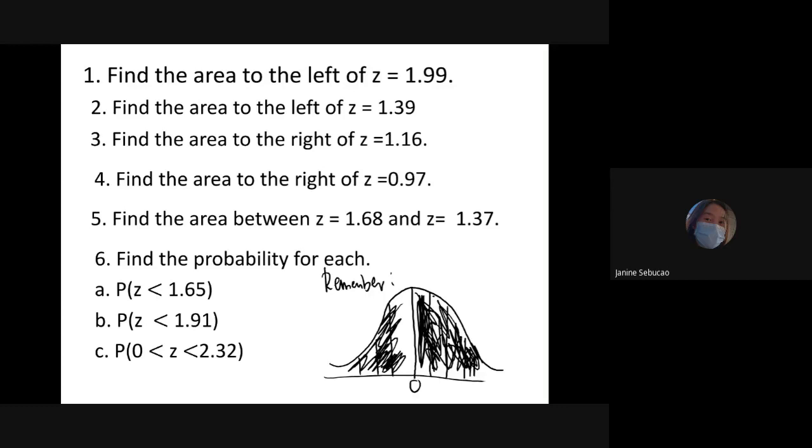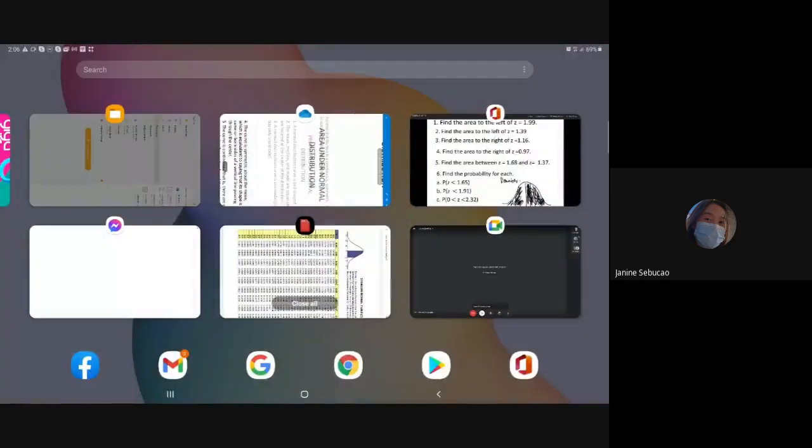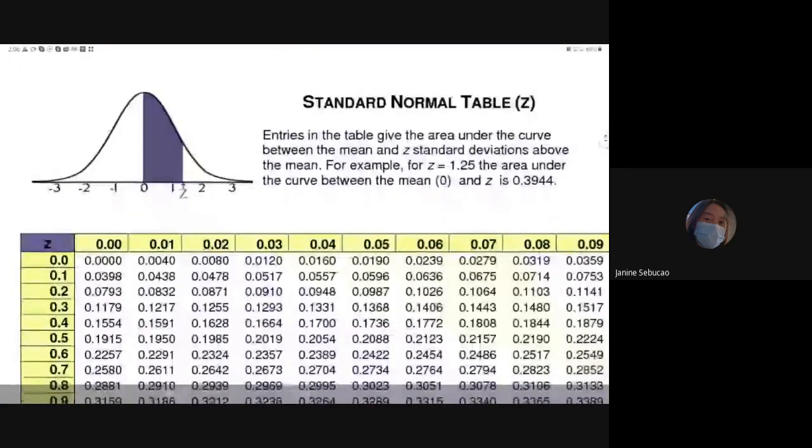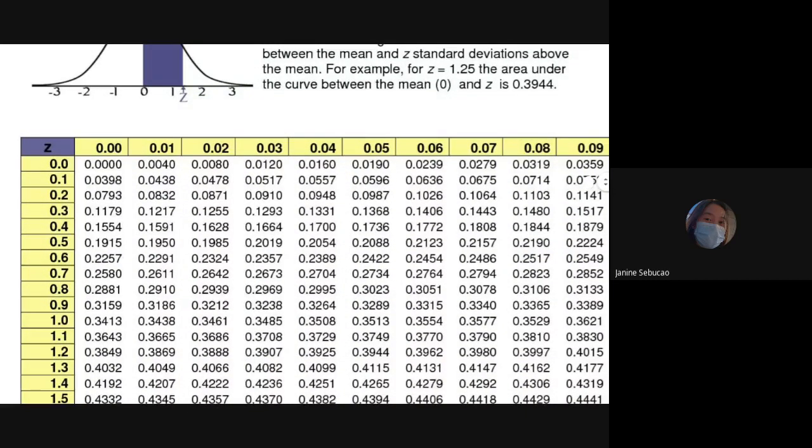Okay, so we will be using this test called the Z test. As mentioned last week, the Z test can be used when you have a population standard deviation and the sample size must be greater than or equal to 30. I hope I make myself clear that we can only use the Z test if your sample size is greater than or equal to 30 and you have the population standard deviation. In the absence of the population standard deviation, we cannot use the Z test. We'll be using another statistical treatment. That's the next lesson for this topic.